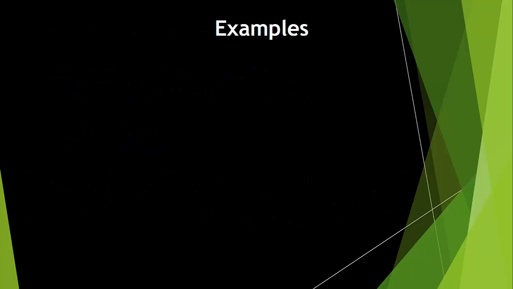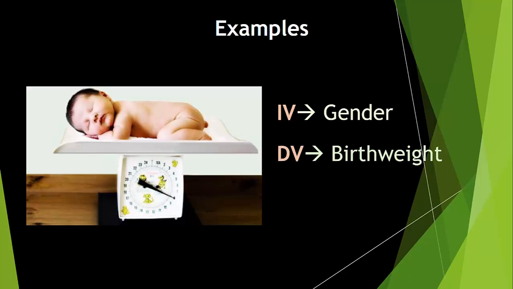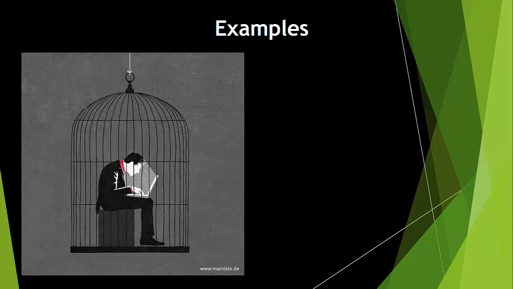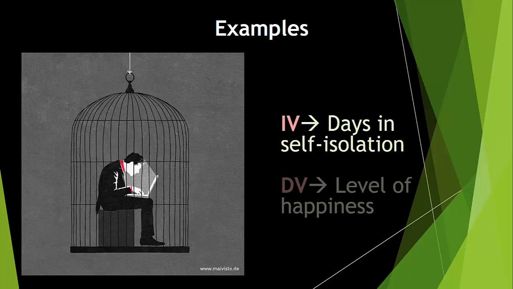I want to give you 3 examples. The first example might be where I'm interested in any differences in average birth weight in a particular region between boys and girls. So my independent variable would be the gender, and my outcome variable, my dependent variable, might be the birth weight. Another example might be where I'm looking at people's levels of well-being during isolation. So my independent variable might be the days spent in self-isolation, and the outcome variable, the dependent variable, might be their level of happiness or some other measure of their well-being.